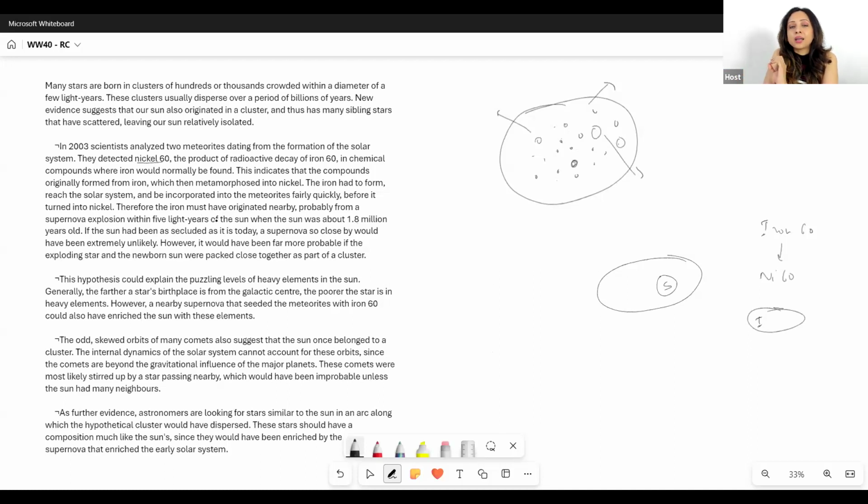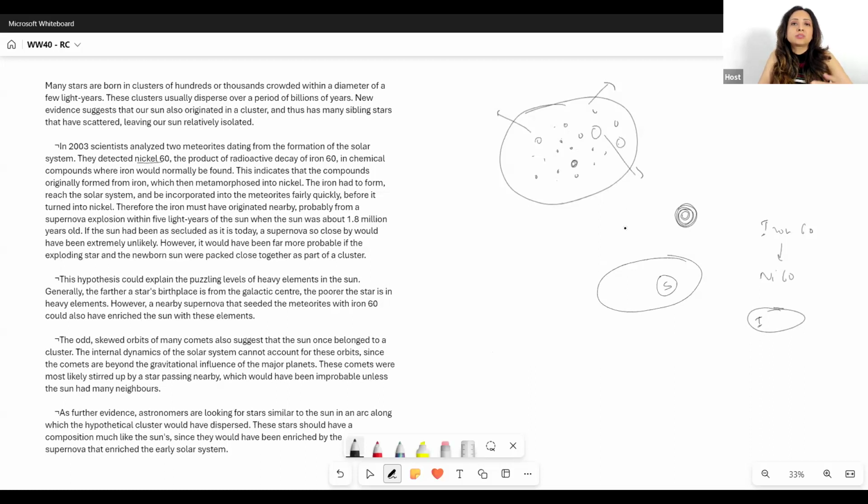And they are saying that iron must have originated nearby, probably from a supernova explosion. So a supernova explosion must be the one in which all these heavy elements are formed, like iron is formed, within 5 light years of the sun. So if our sun is here, let's say this is 5 light years, the supernova explosion must have happened over here.